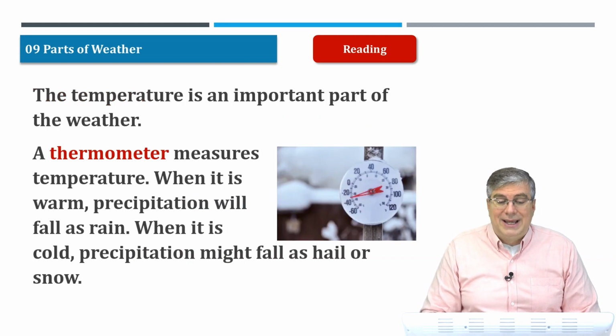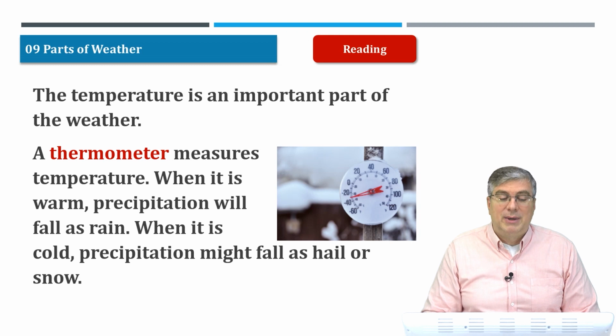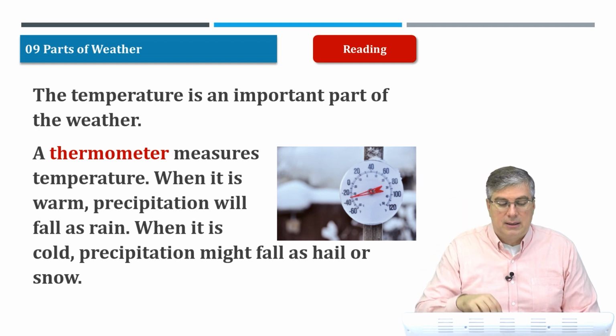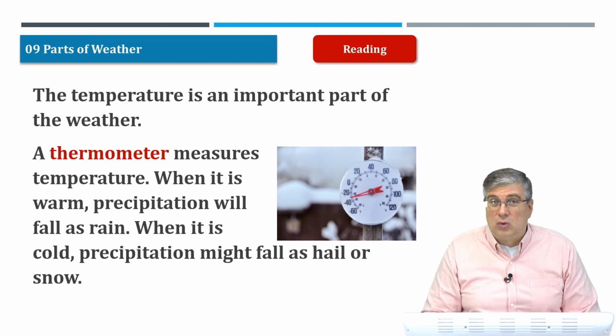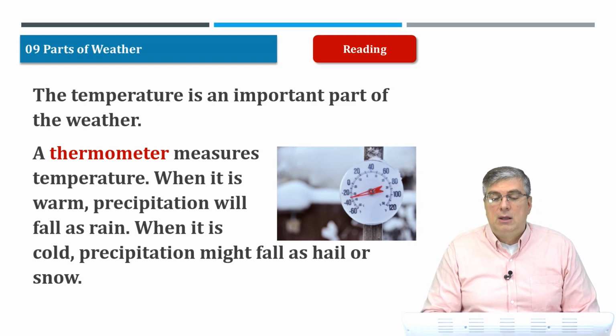The temperature is an important part of the weather. A thermometer, another big word, a thermometer measures temperature. When it is warm, precipitation will fall as rain. When it is cold, precipitation might fall as hail or snow. Okay.